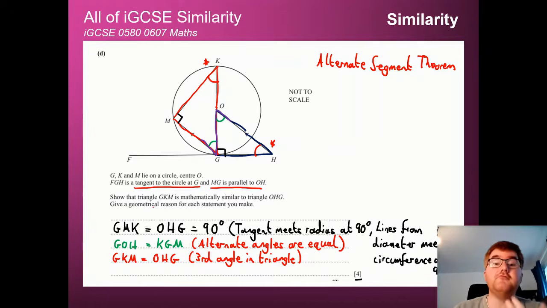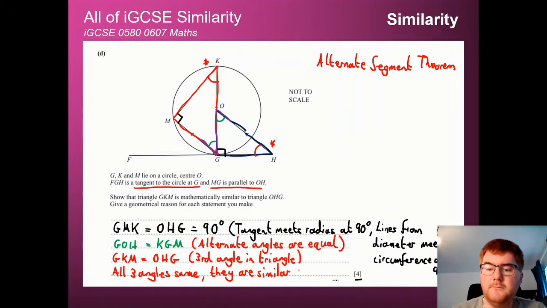And because then the 3 angles are the same, so all 3 angles the same, you can write down AAA as well if you so wish, then they are similar triangles. So we've got all the information there for the 4 marks. Let me break that down. So the first part is showing they're 90 due to those 2 circle theorems, 1 mark. Then alternate angles are equal, therefore that's 2nd mark.